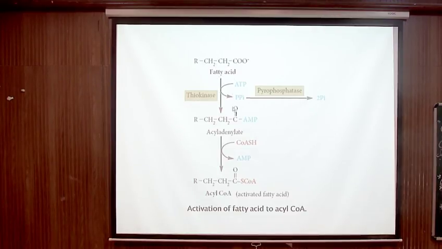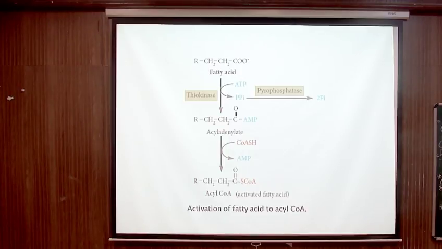Now, the intermediate that we form, you don't have to know the structure. Just write: fatty acid, using thiokinase or acyl coenzyme A synthetase and ATP, we get acyl adenylate. From acyl adenylate, we get fatty acyl coenzyme A, wherein coenzyme A is used up. Obviously, to form acyl coenzyme A, there has to be an entry of coenzyme A. So coenzyme A is used up and AMP is given, forming acyl coenzyme A, which is the activated fatty acid.